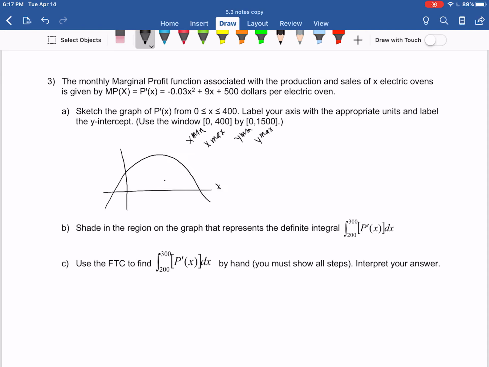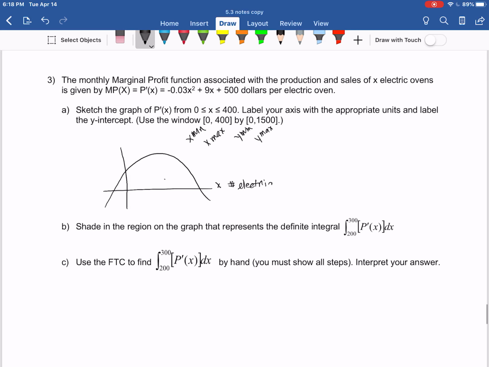And so X is the number of electric ovens. So it says to label your axes: electric ovens, and the y-axis is your marginal profit. I'm just going to put P prime there. Your y-intercept occurs when the value of X is equal to 0, which, if I plug 0 into marginal profit, I get 500. We knew this was going to be a parabola turned upside down because your P prime function is quadratic with the leading coefficient a negative number. So we expected this to be that shape.